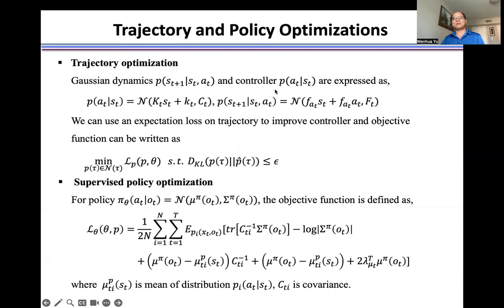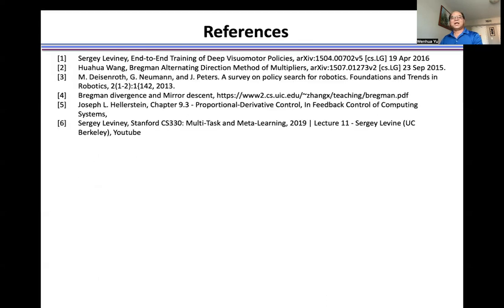That means we suppose the dynamic and the controller are Gaussian distributions, so we can write the controller and the dynamic in the Gaussian distribution, and then we get an objective function to solve to get the correct controller. Once we get a correct controller, we use it as a target to train the policy. We again assume the policy and the controller are Gaussian distributions, so we get an objective function by using their mean and covariance, to make sure they are close to each other and generate the optimal trajectory, and finally get the correct destination point. So for more information, you can check these articles. Thank you.